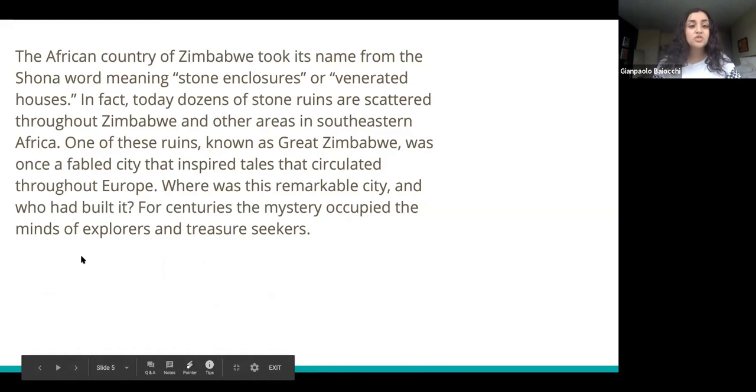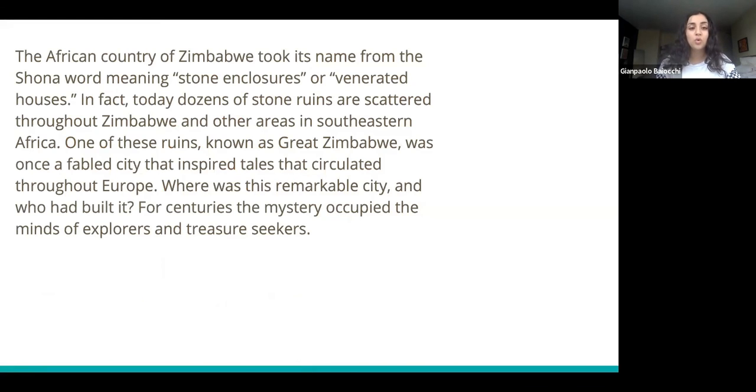The African country of Zimbabwe took its name from the Shona word meaning stone enclosures or venerated houses. In fact, today dozens of stone ruins are scattered throughout Zimbabwe and other areas in southeastern Africa. One of these ruins, known as Great Zimbabwe, was once a fabled city that inspired tales that circulated throughout Europe. Where was this remarkable city, and who had built it? For centuries, the mystery occupied the minds of explorers and treasure seekers.